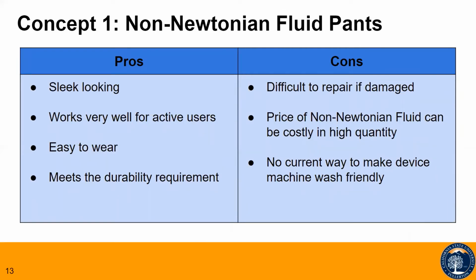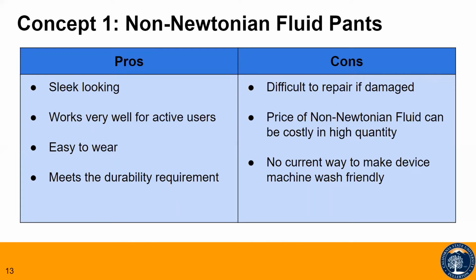Here are some of the pros and cons of my project. Since it would have a pants-like function, it would be sleek looking, work very well for active users, be easy to wear, and meet the durability requirement by allowing the bandwidth of force applied on the knee before tearing to be minimized, evenly distributed through the knee, all throughout the legs.